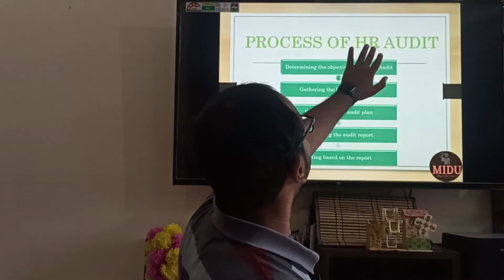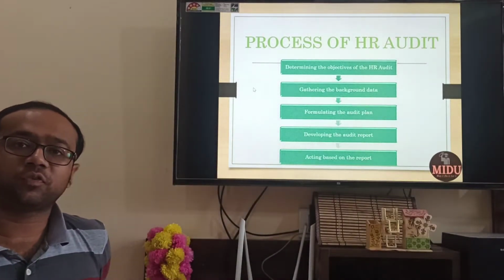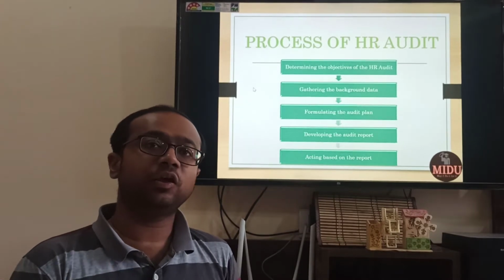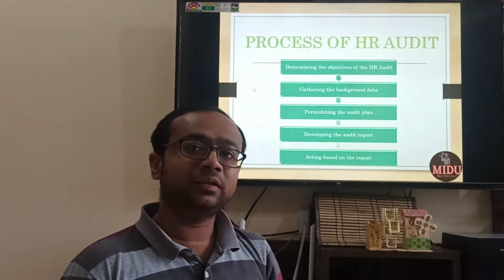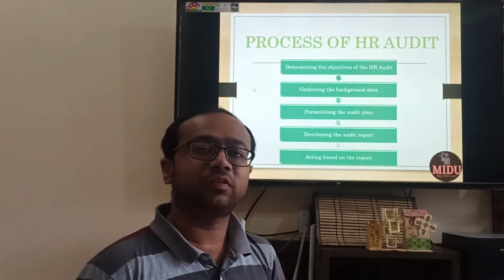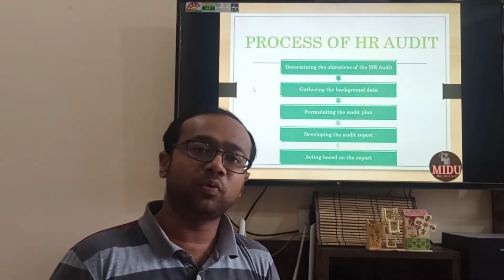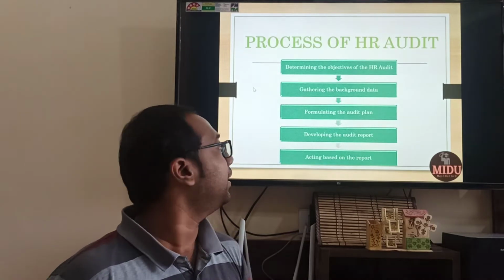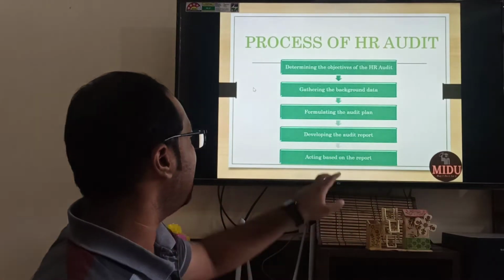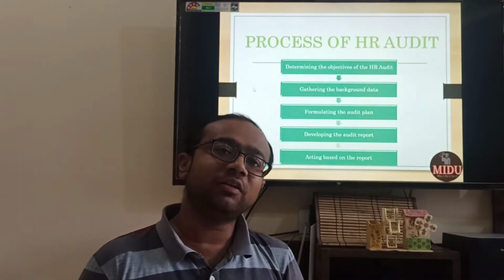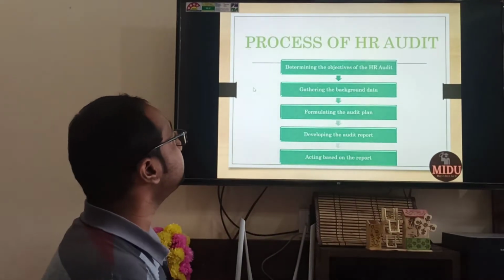Process of HR audit: how is this HR audit conducted? First, determine the objectives of the HR audit. To conduct any process, we always begin by defining the objective, why we want to carry out that particular process. Second, gather background data, various data from various departments which will be required for this analysis. Third, formulate the audit plan, making a complete audit strategy. Fourth, develop the audit report. And at the last, act based upon the report. Whatever the findings in the report, based upon that an action plan is made and required steps are taken.